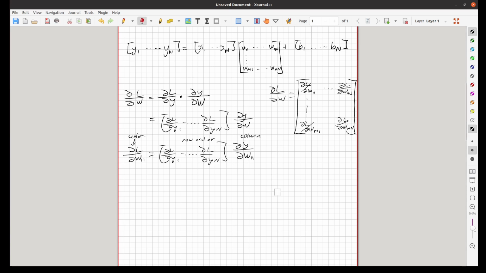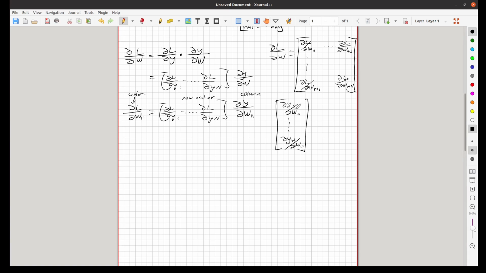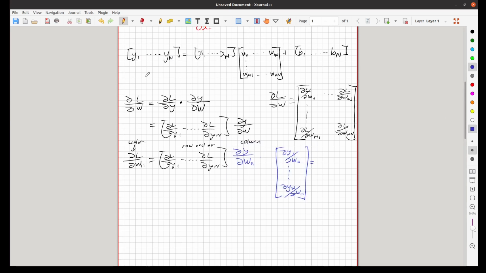Well, let's just consider even more individually, this is the column vector dy1/dw11 all the way down to dyn/dw11. So what does this column vector look like? By the way, I'm just going to use color for this so that you know what I'm talking about. So these are all blue, right? Now, let's just look at our original expression here. What is dy1/dw11?